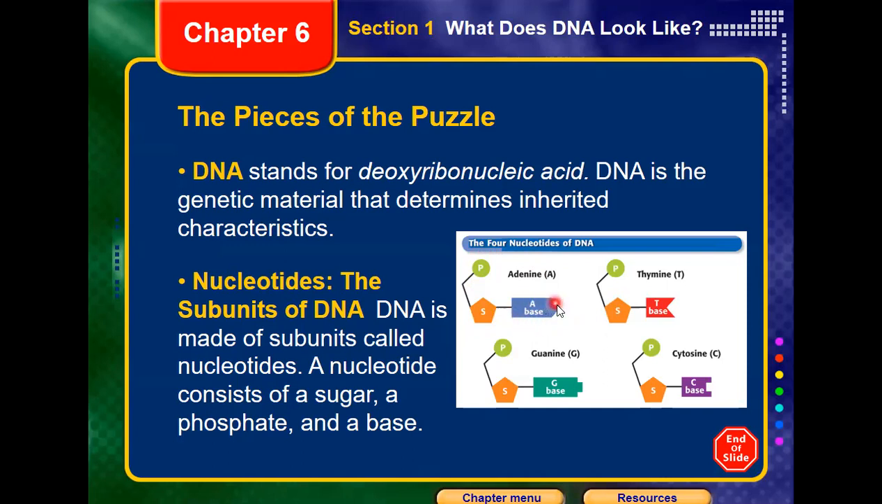This nitrogen base could be one of four alternatives. What are these four? A is the abbreviation for adenine, T stands for thymine, C stands for cytosine, and G stands for guanine. So here we have four different nucleotides. They differ only in the nitrogen base, but the sugar and the phosphate are exactly the same. So here are these four different nucleotides.